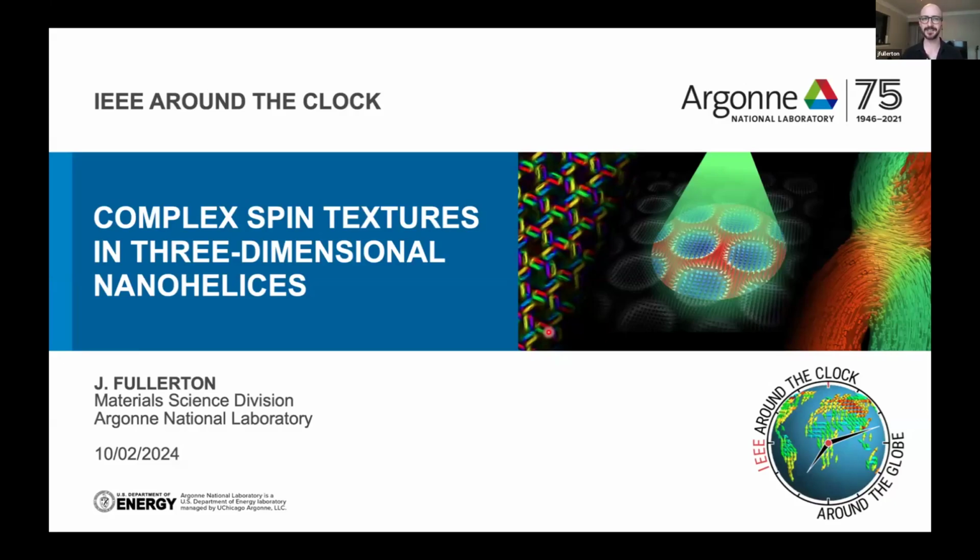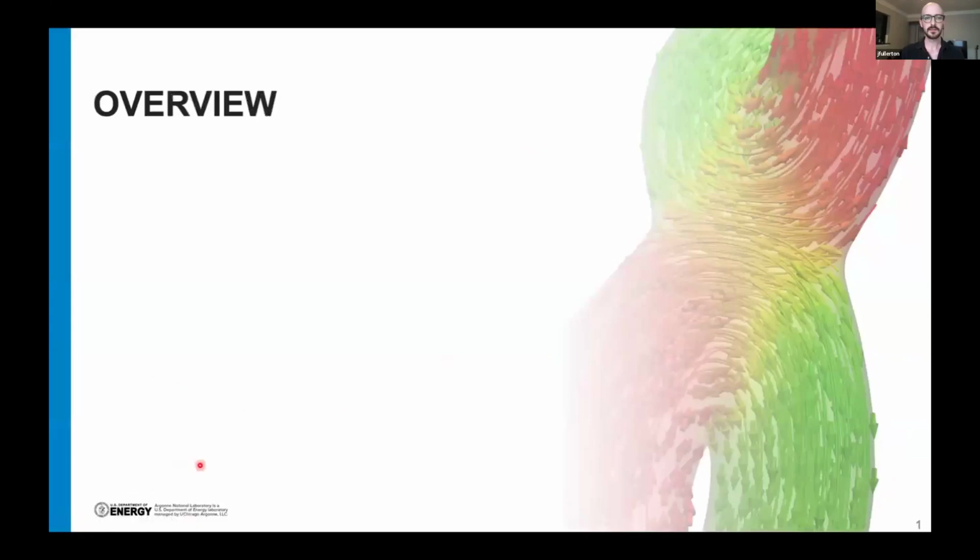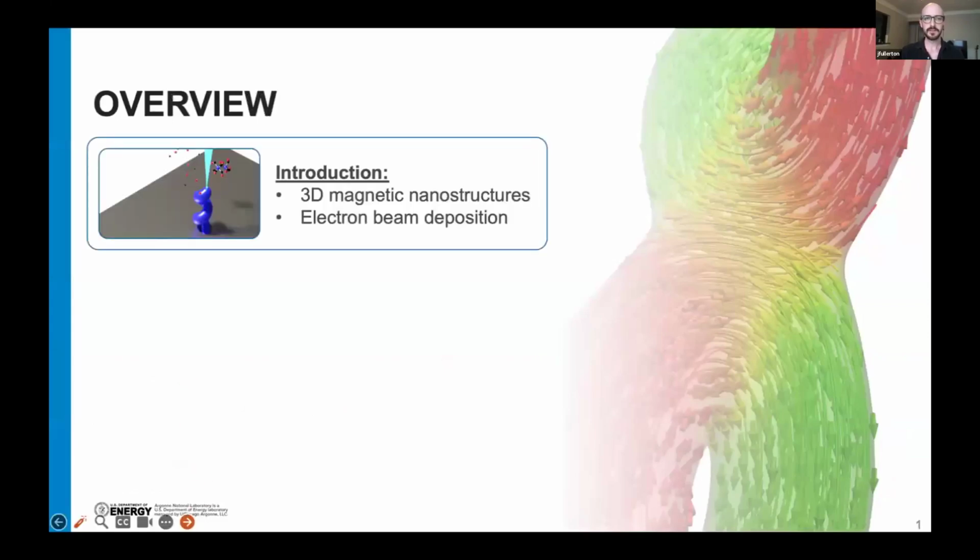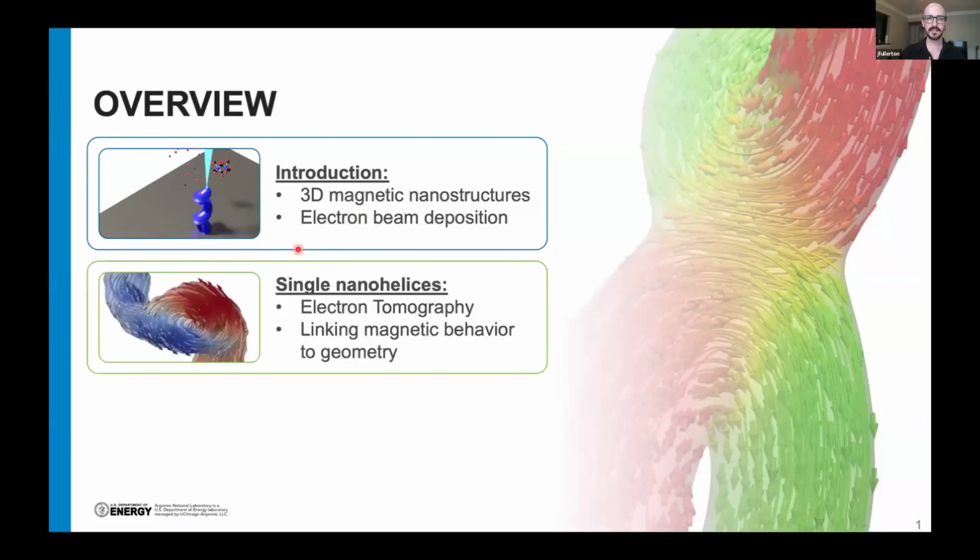So I'm excited to share with you some of our recent work on 3-dimensional nanohelices. As an overview, I'll briefly give an introduction about why we want to move towards 3-dimensional nanostructures, and I'll talk a bit about the main fabrication technique we use to fabricate them, which is electron beam deposition, just for people who aren't maybe familiar with this yet. Then I'll move on to some of our experimental work.